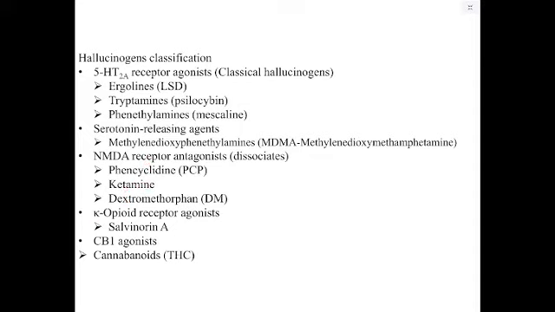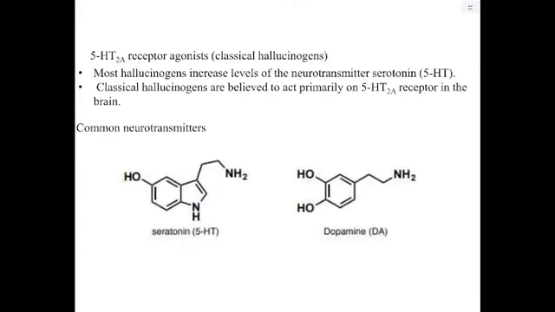And then you have the kappa opioid receptor agonist. Of course, we have mentioned kappa as a receptor for the narcotic analgesics. Under that category, you have salvinorin A, and then you have the CB1 agonists. Under the CB1 agonists, we have the cannabinoids. So those are the main classes of the hallucinogens. And just as we have done with all the other drugs, we will look at each of the classes which compose the hallucinogens.